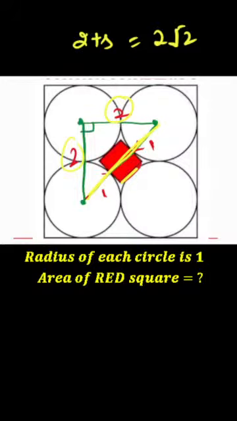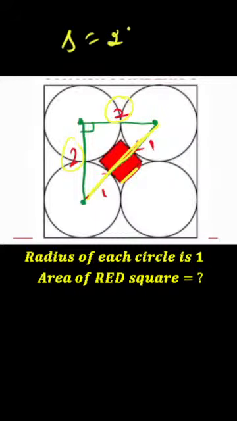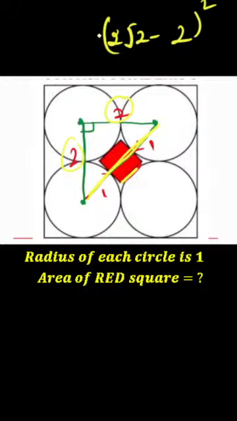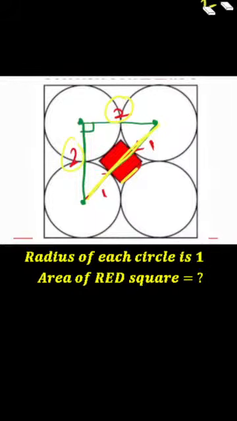So from here, we can equate this 2 plus s and 2 root 2, and we'll get the value of s as 2 root 2 minus 2. So we have the value of the side. We can find the area of the square by squaring this, and on squaring this you'll get the answer. Can you use a different method? Yes, we can use a different method also, but I can't explain each and every method. This is 12 minus 8 root 2. I think one of the users has given the correct answer already.